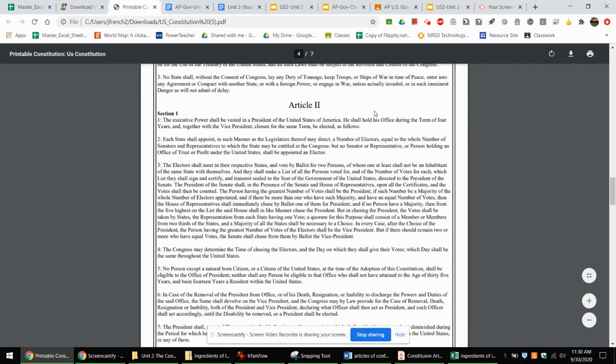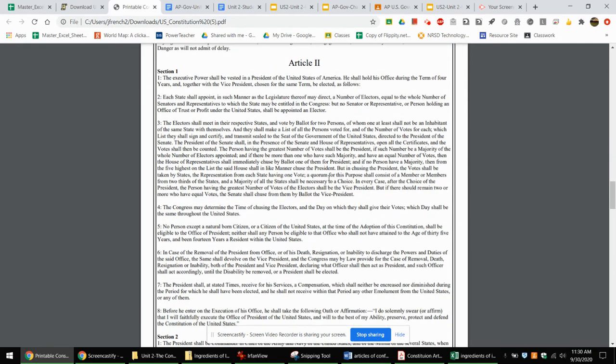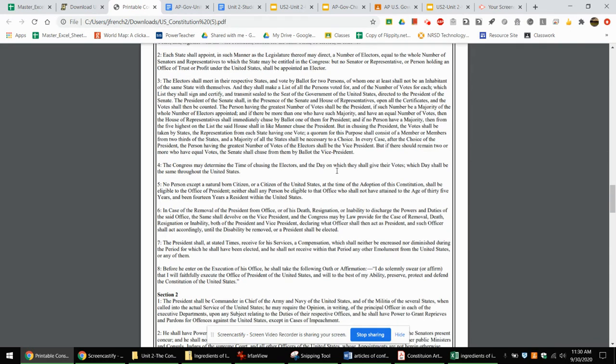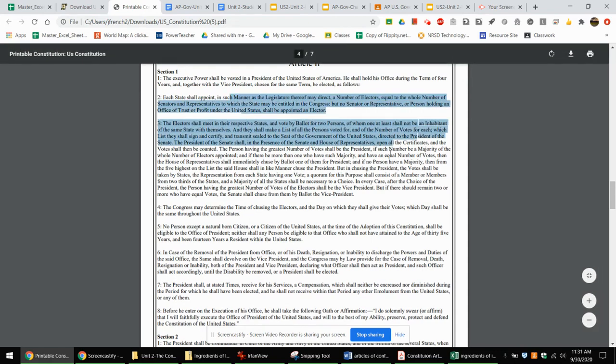Article 2 is all about the executive branch. So section 1 of Article 2 talks about how the president gets elected. So that's where the electoral college is. And also how the president is qualified. So again, they have to be 35 years old. They have to be a natural born citizen. More about what that means when we talk about the executive branch. So section 1 is about the qualifications and how the president gets elected.